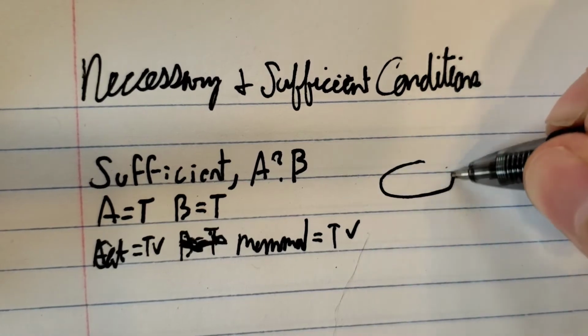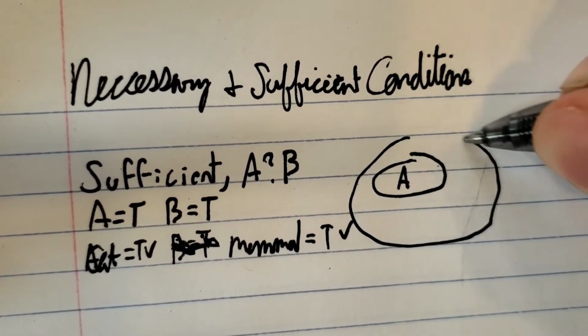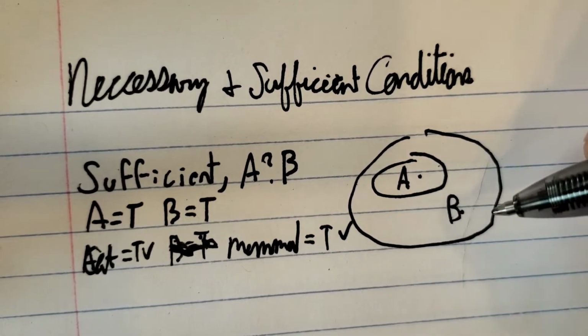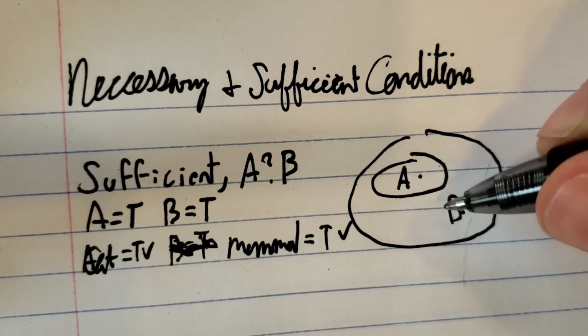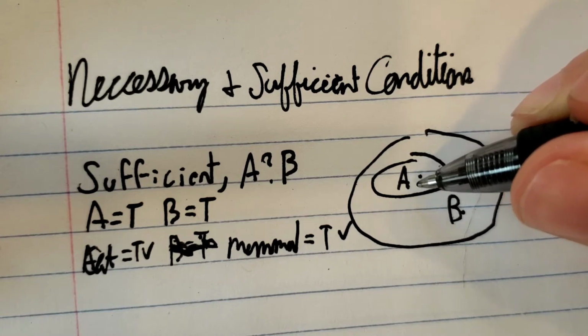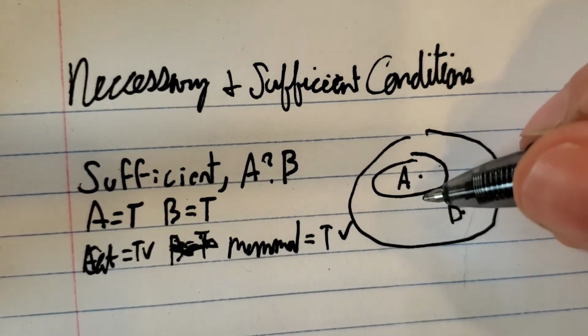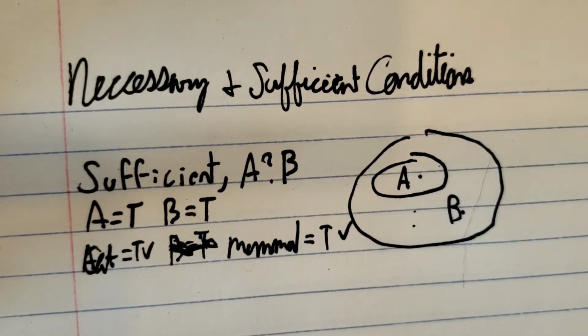Another way to visualize this is like that. That being cat, that being mammal. So all cats are mammals. When this is a cat, it's always going to be true. However, there are mammals that aren't cats. There's more things in B than are in A. And this is going to be really important when we're thinking of necessary conditions.